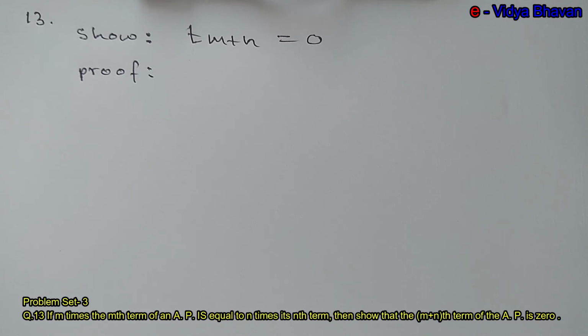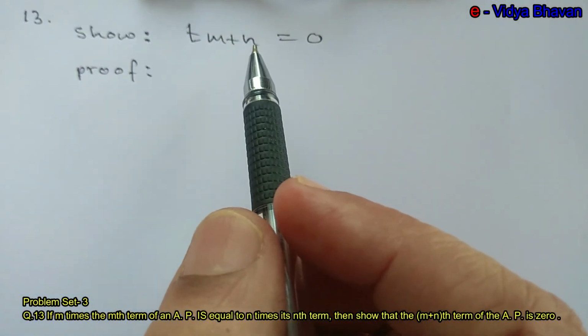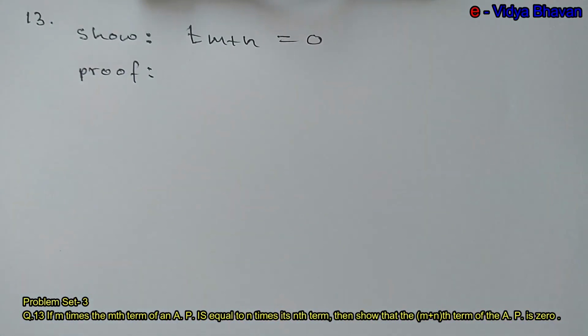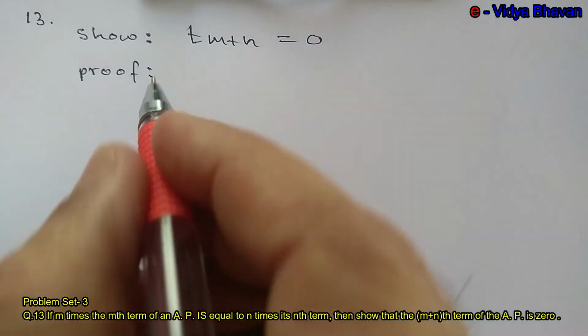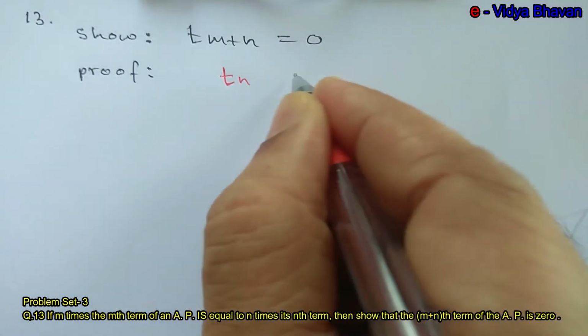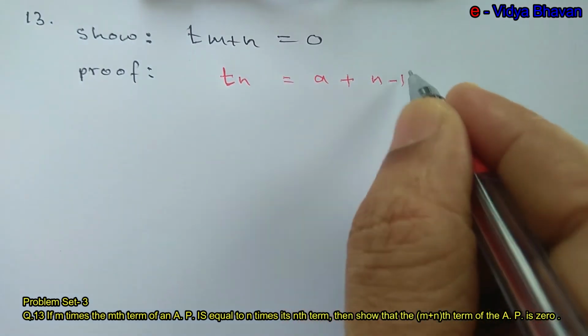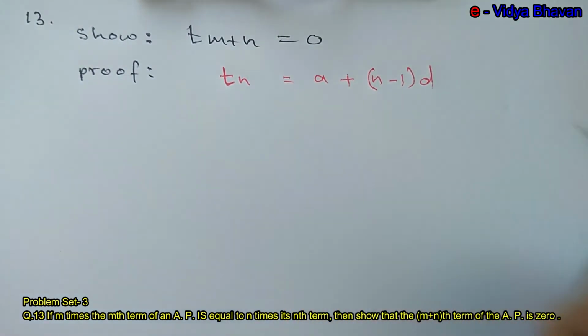If m times the m term of an AP is equal to n times its n term, then show that m plus nth term of an AP is 0. That is, we have to show T m plus n is 0. Let's start with the proof. First, we'll write down the formula here for nth term. Tn is equal to a plus n minus 1d. So this formula is very important.